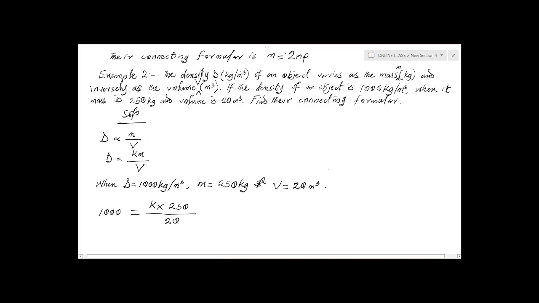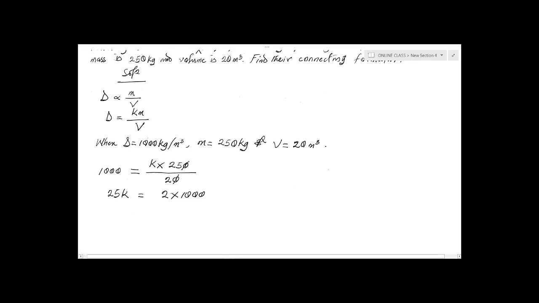Cross multiply here. You can cancel 0, 0, cancel 0 here. Then we cross multiply and say that we have 25k equals 2 times 1,000. Going further, we say that k equals 2,000 all over 25.